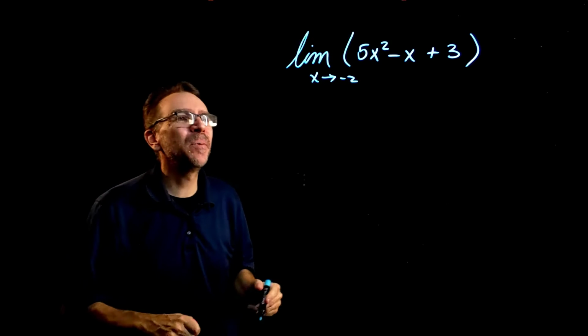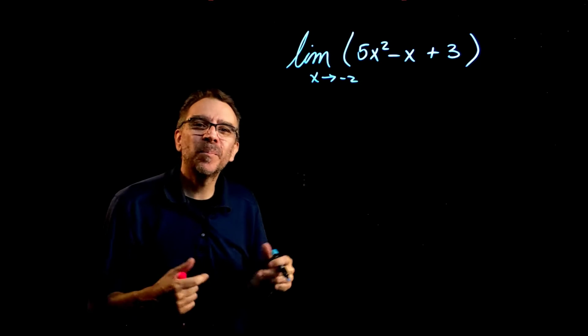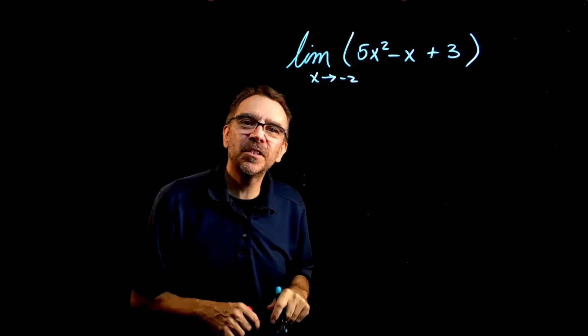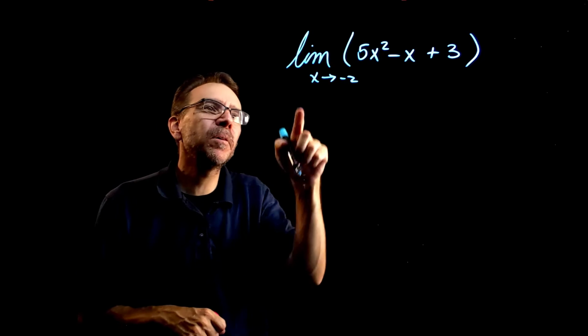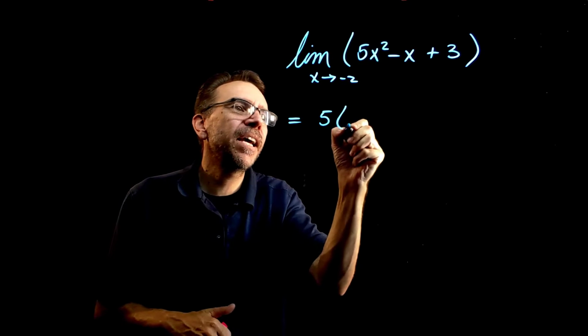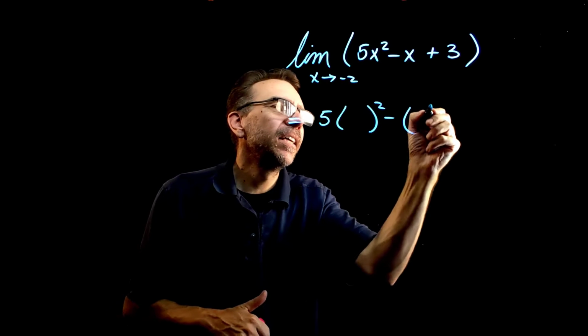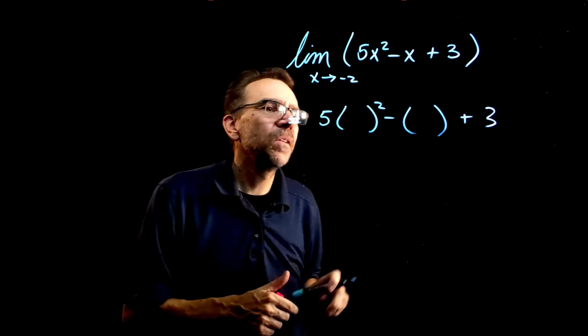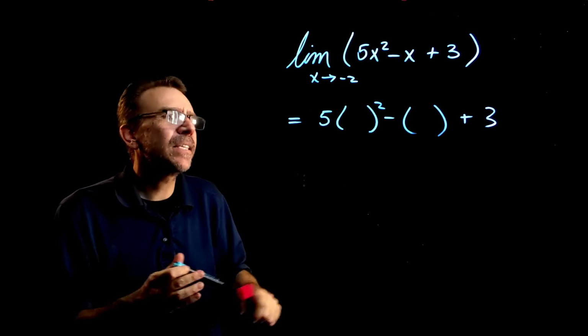Okay, so here we have the limit of a polynomial. Now, for polynomials, we showed that direct substitution works for these limits. Here we want to take the limit as x approaches -2. So in other words, wherever we see an x, we're going to plug in -2. So sometimes it works. Let's see.